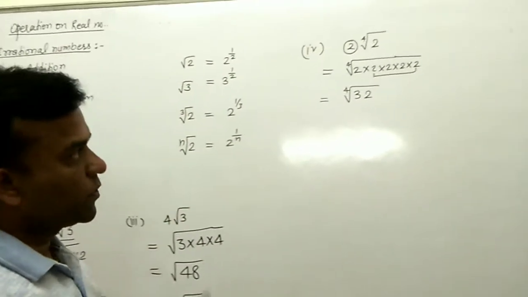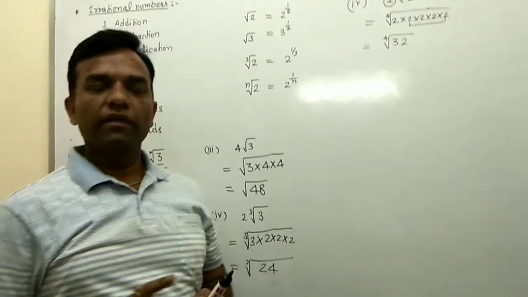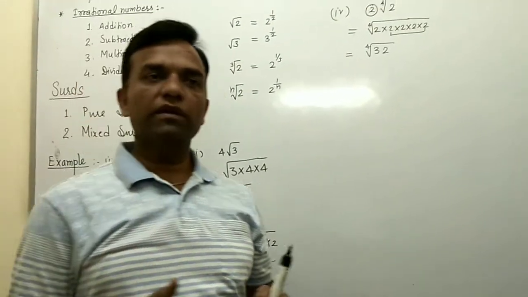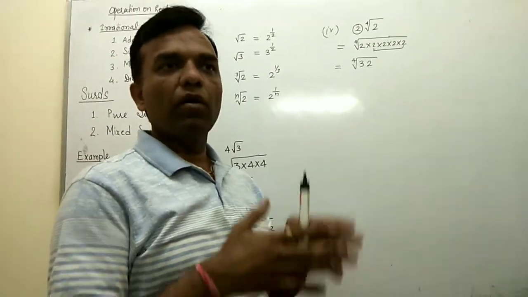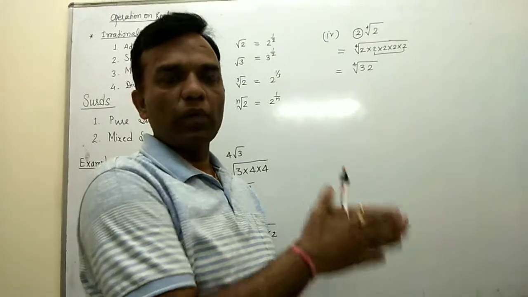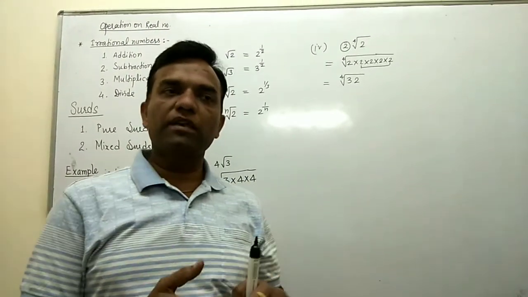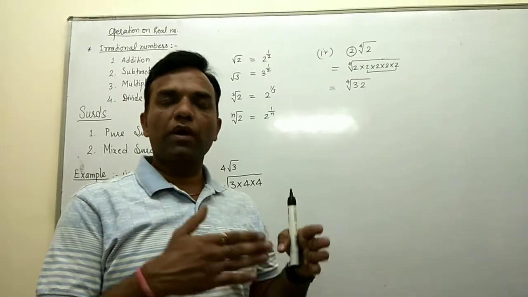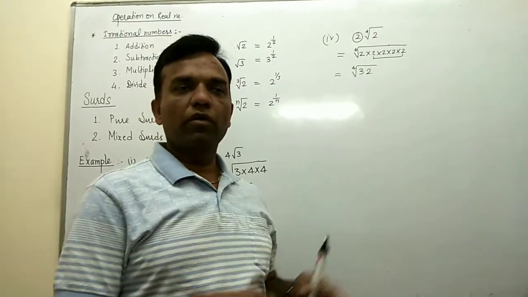So any type of questions you can try, you convert into the pure surd. Only one thing is important: the outside value you multiply inside, but depending on its power. If the power is not given, you multiply 2 times. If the power is given, then it depends on the power. If the power is 3, you multiply inside 3 times, or 4 times, depending on the power.